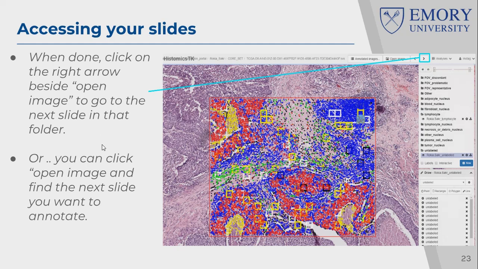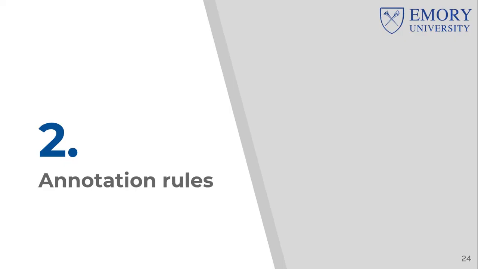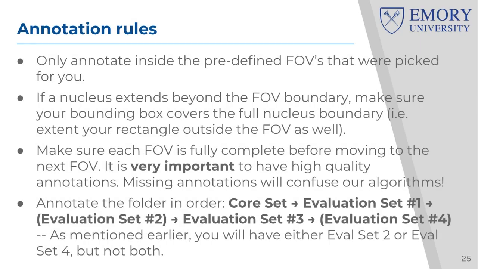All right. So now that you kind of have a general overview of how to access your slide and what to annotate, let's go through some rules. Number one, please only annotate inside the predefined fields of view, right? There's a reason we pick these fields of view. There's a reason we put them in these locations. Also, you're going to be making your job a lot harder if you annotate outside, okay? Because you still have to finish all your fields of view, right? So anything you do outside is going to be extra work. So only annotate inside the square fields of view that we give you.